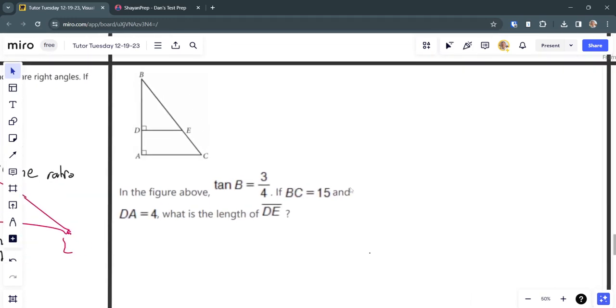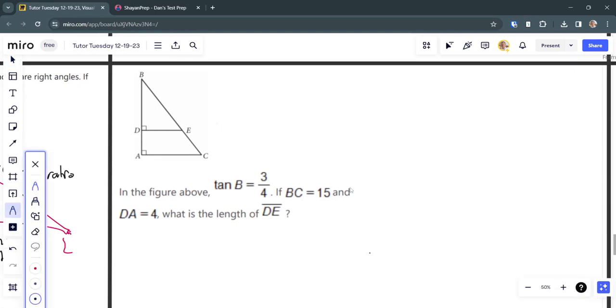It says in this figure, tangent of B is 3 over 4. BC is 15 and DA is 4. What is the length of DE? DA from here to here is 4. Tangent of B is, wait, let me label BC as well. So B to C is 15. We want to find out DE. I don't know, what do you guys think?